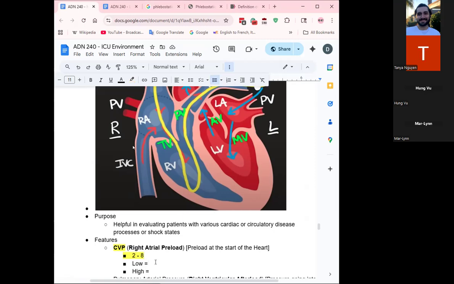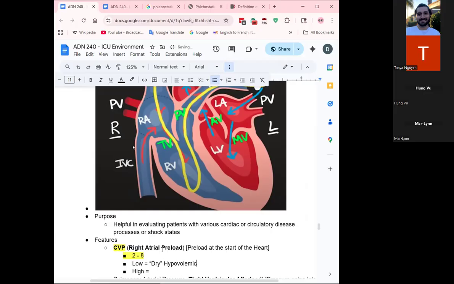And so what does it mean to have a low CVP? Hypovolemia, possibly? That's correct. So low is kind of like dry. If this is the blood flow coming into the heart, this is what the heart has available to manipulate with compensation and so on. So if you have a low number, that means you don't have enough fluid, enough blood, enough volume. So this would be hypovolemic.